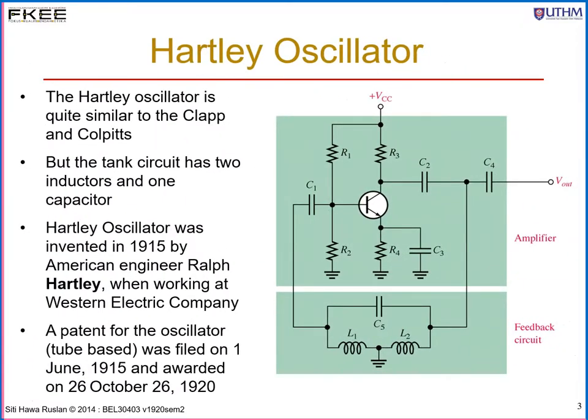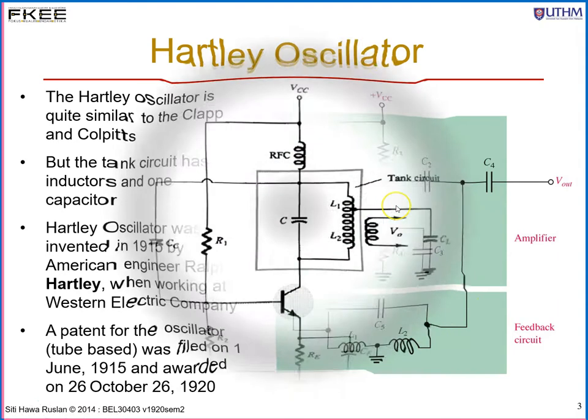Hartley oscillator was introduced by Ralph Hartley in 1915. This type of oscillator, if you look over here, consists of an amplifier and a feedback circuit. The feedback circuit is a positive feedback and the amplifier can be any type of amplifier. In this example, it is a bipolar junction transistor. This is a common emitter amplifier. The output is taken into the feedback and it is fed back to the amplifier.